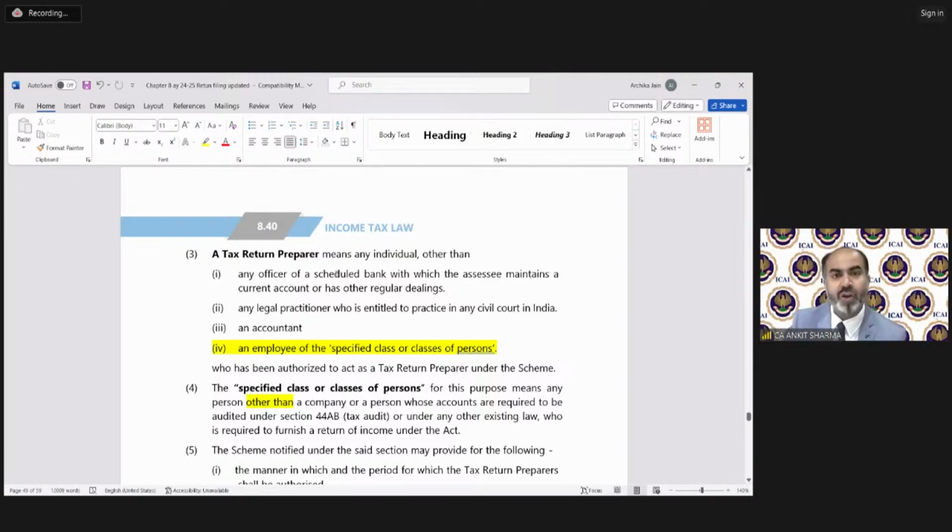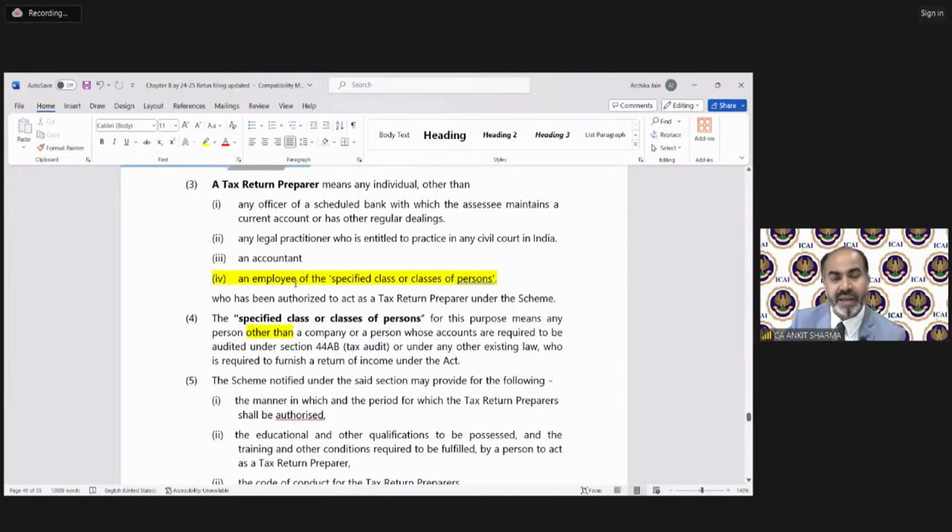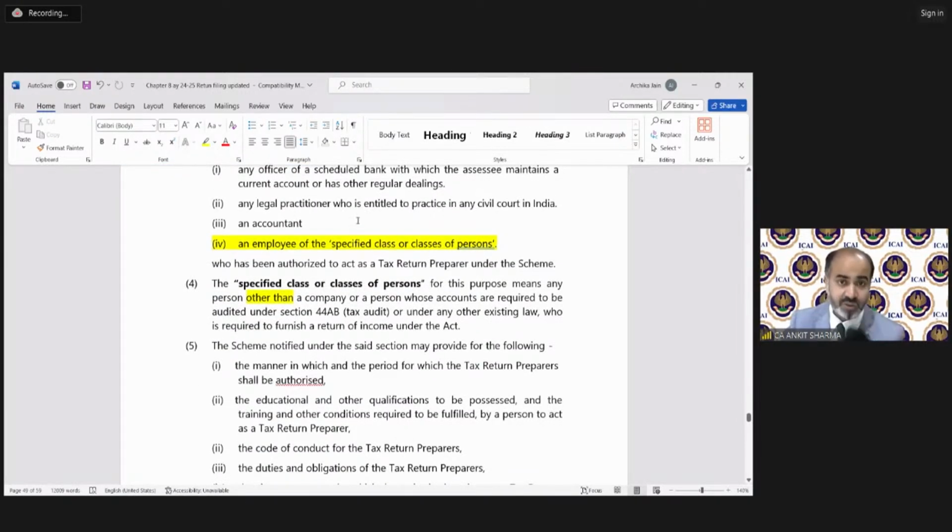Any officer of a scheduled bank with which the assessee maintains a current account or has other regular dealings cannot be a TRP. Any legal practitioner, an accountant, an employee of the specified class or classes of persons. So except these 4, anyone can be a TRP. The specified class of persons for this purpose means any person other than a company or a person whose accounts are required to be audited.